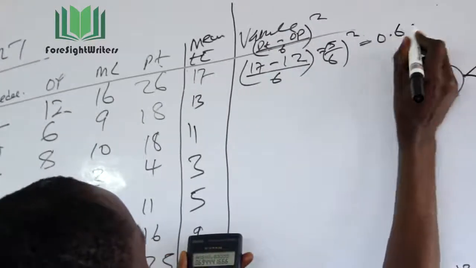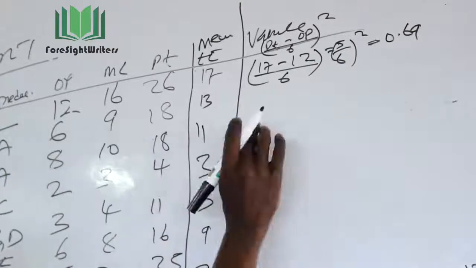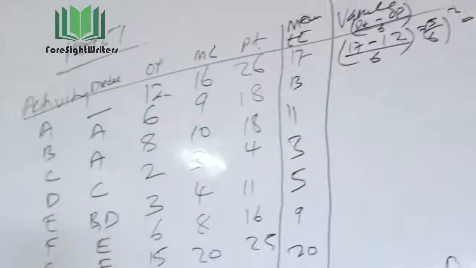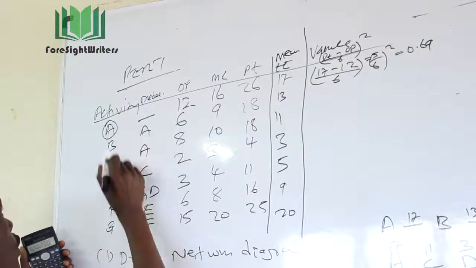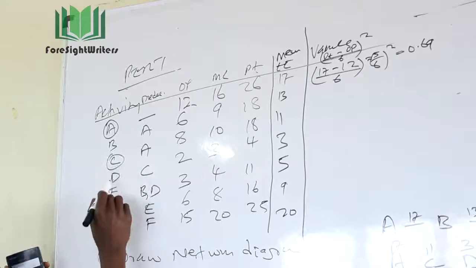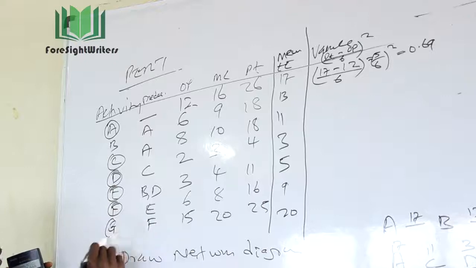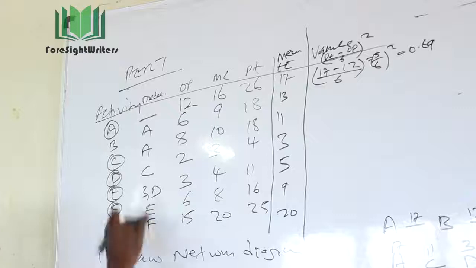So I go to the second one, the variance for this. But I need to know whether the second one is critical. So the critical one is C. I need to circle these critical activities: A, C, D, E, F, G. It's only B which is an uncritical activity in my network. Therefore, I will not calculate the variance of an uncritical activity. I only need to consider the ones that are critical.